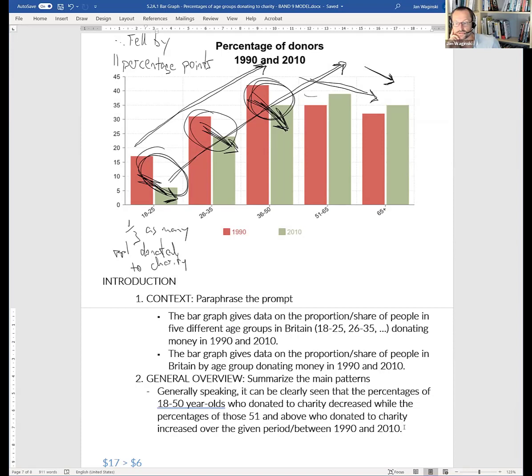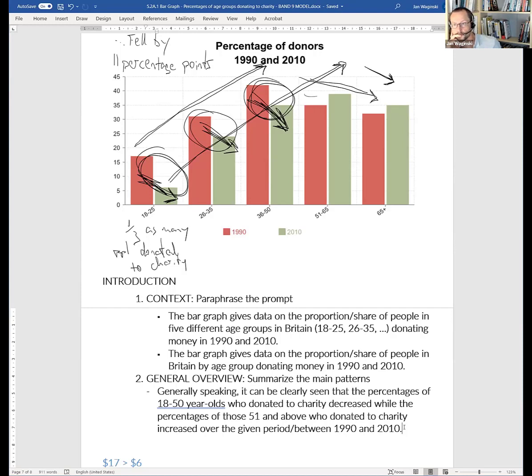Any questions about this general overview? We can say while the share of those 51 and above. While the shares, yes, because it's two groups. Is that simpler than you expected? Way simpler. Very simple. Simplicity is complicated, yes.